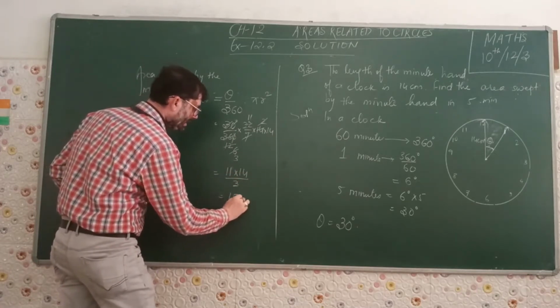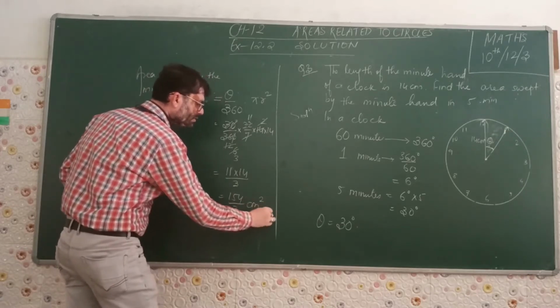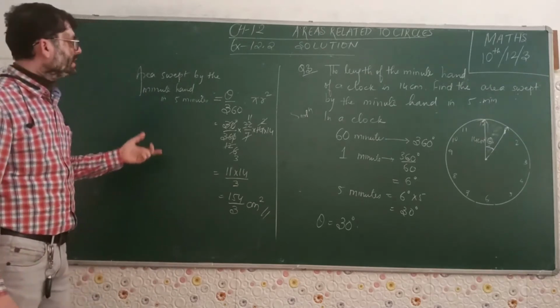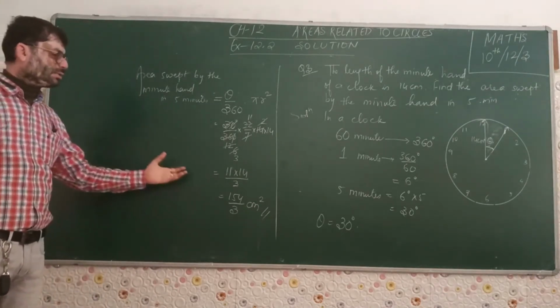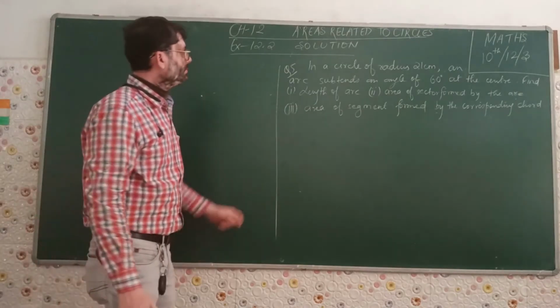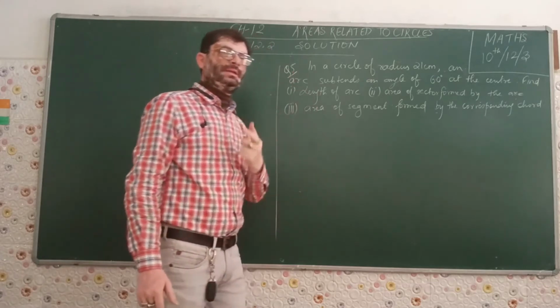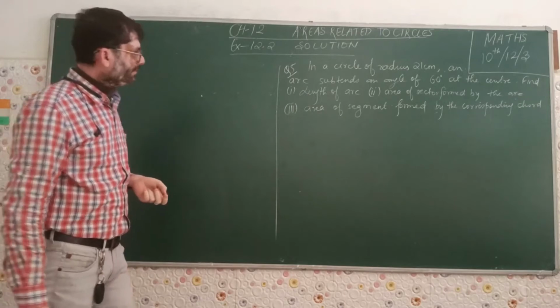This is 154 by 3 centimeter square. So finally we can say that the area swept by the minute hand in 5 minutes is 154 by 3 centimeter square. Fine. Question number 4 has been left for you for practice. We'll be moving on with question number 5.